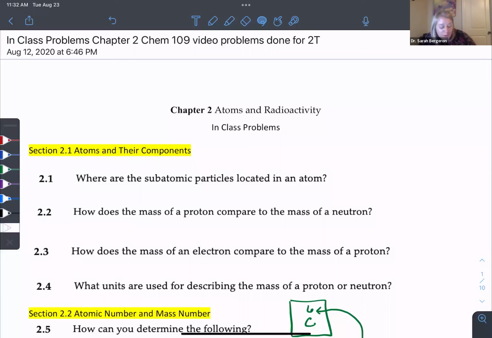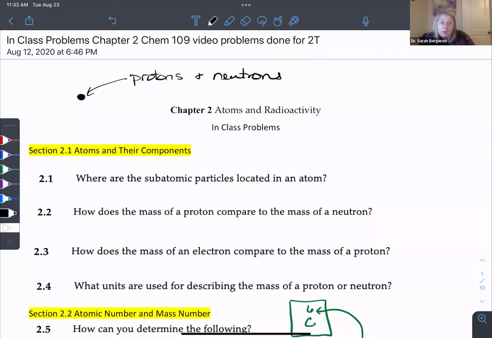And so we know that an atom has a nucleus, right? The center of the atom is the nucleus. And the center of the atom has two things inside of it. It's very, very small, and it has two pretty massive things inside of it. And those are the protons and neutrons, right?